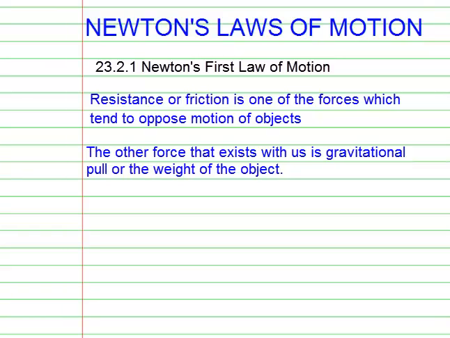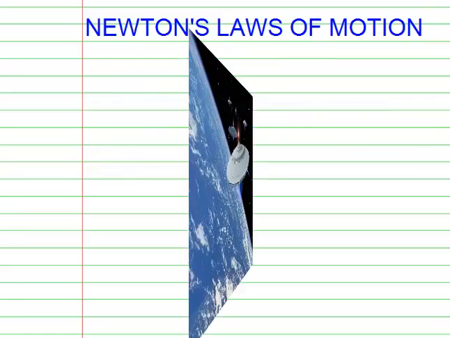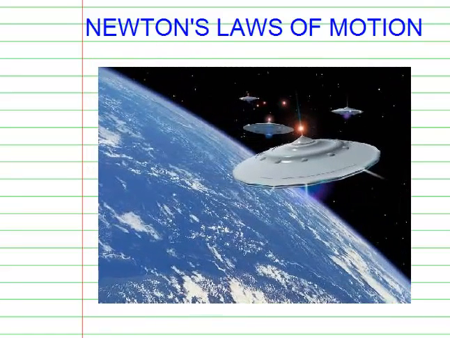Suppose we were to eliminate these two forces. Would objects in motion maintain constant velocity indefinitely? Absolutely. And this is what happens in deep space, where there is no air resistance or gravitational pull.